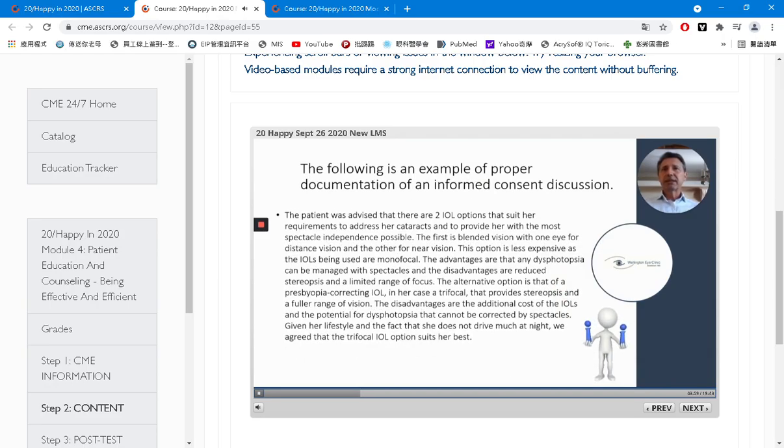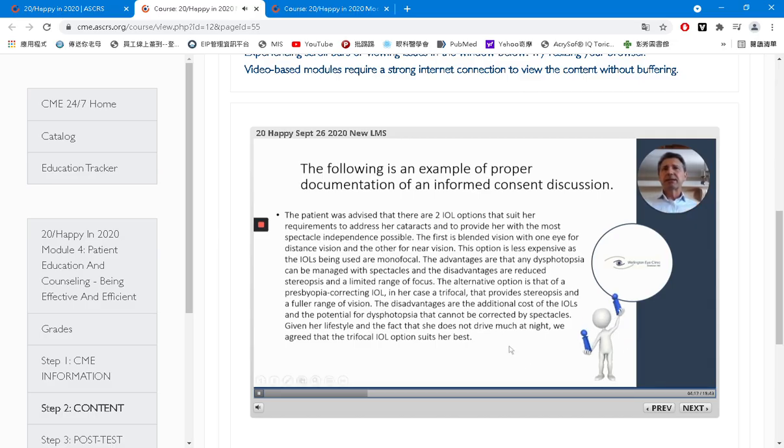So the following is an example of proper documentation of an informed consent discussion. It's long, and it's important to note that with modern EMRs, this is all electronic, so we can have multiple documents ready for use that we simply edit and cut and paste.